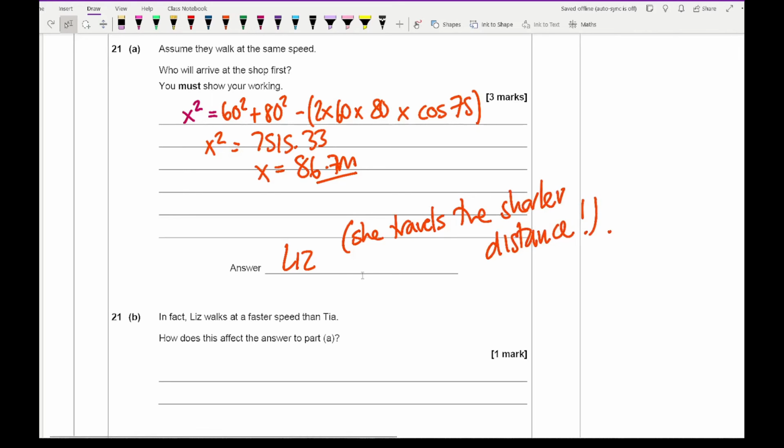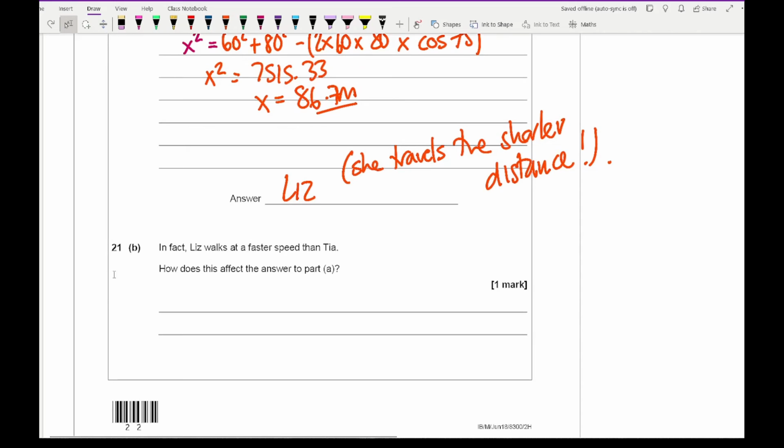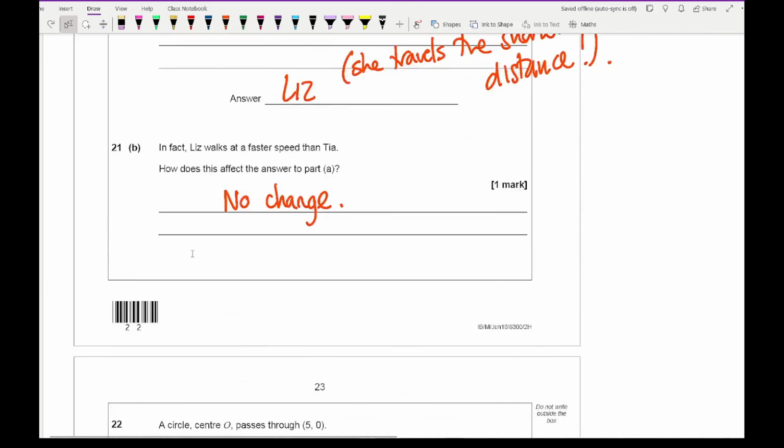It then says, in fact, Liz walks faster than Tia. How does this affect your answer? Well, it has absolutely zero change because she's still traveling the shortest amount. So if Liz is going faster, she's still going to beat Tia.